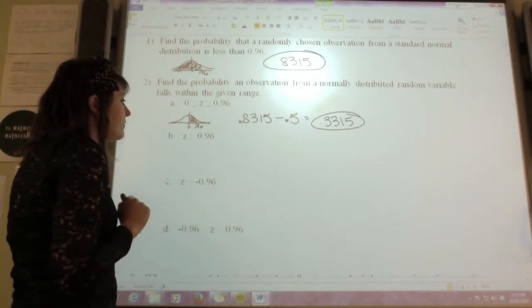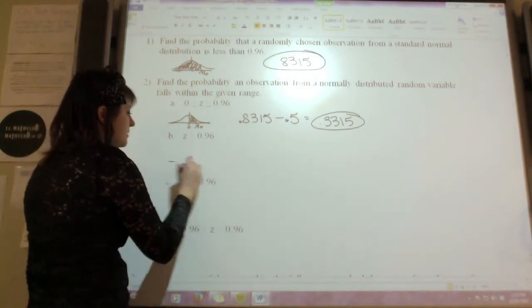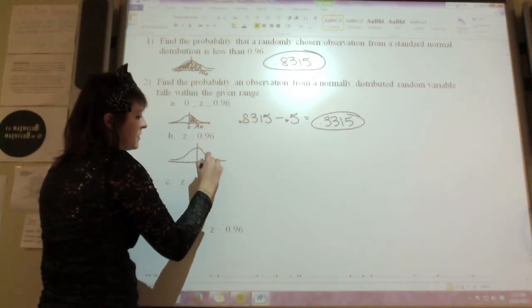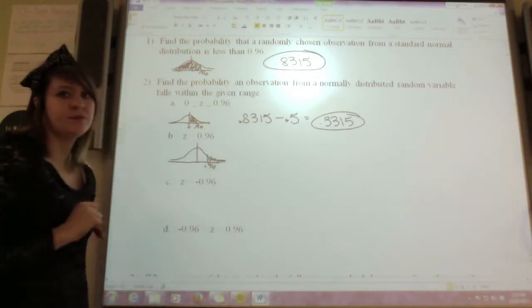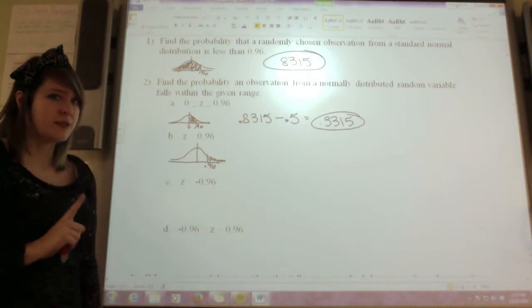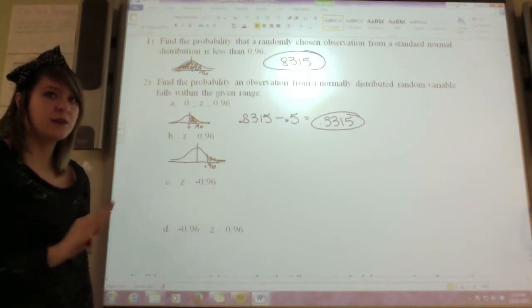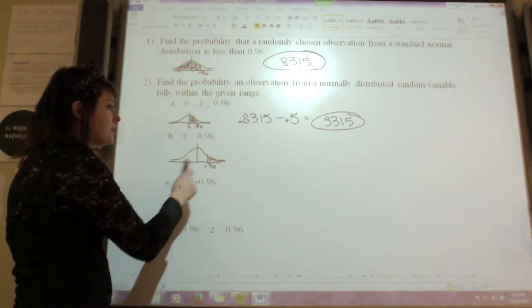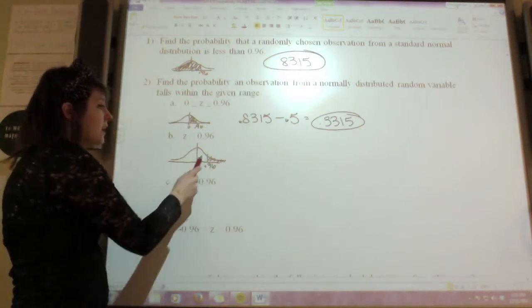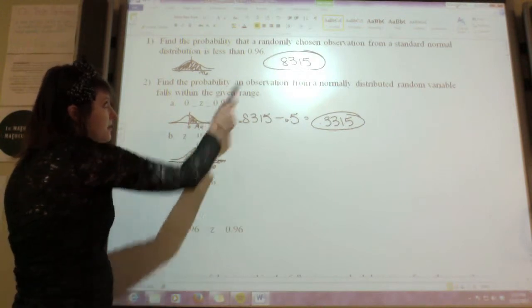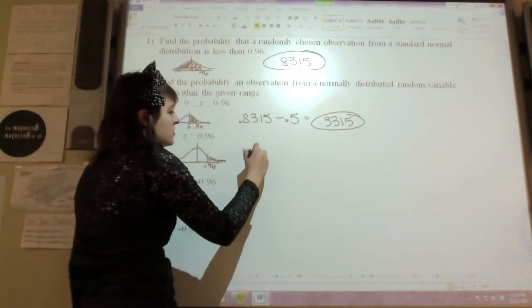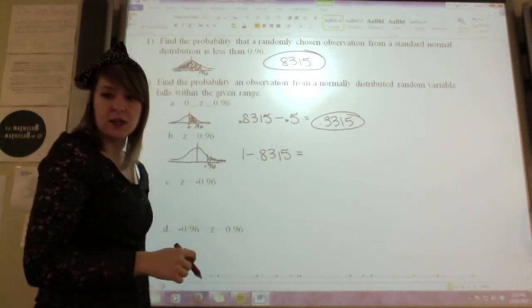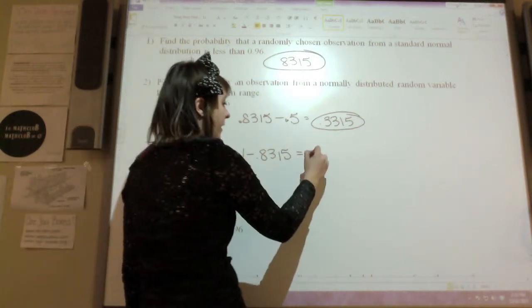Okay, next up I want everything bigger than 0.96. So again, just sketching that graph real quick. If I've got 0.96 here, I want everything shaded this direction. Again, my graph is not going to give me that. It gives me everything less than 0.96. Well, I know that the area under this entire curve is 1, and I know that all of this white area here is 0.8315, so I can just do 1 minus 0.8315, and that's going to give me 0.1685.